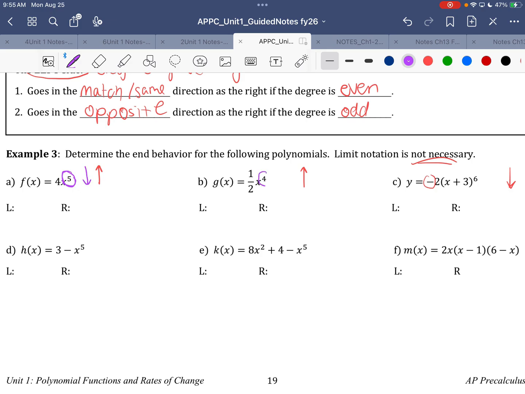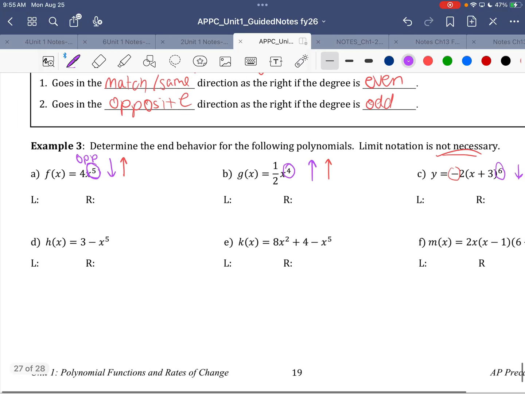We got an even degree, so the left side's matching. And we got an even degree here. There's not an additional x in the front, so I don't have to multiply. It's going to go the same. So this is going opposites. Negative, positive, positive, positive, negative, negative. All right, D through F is getting a little trickier. I want you to think for a second before I zip through it.